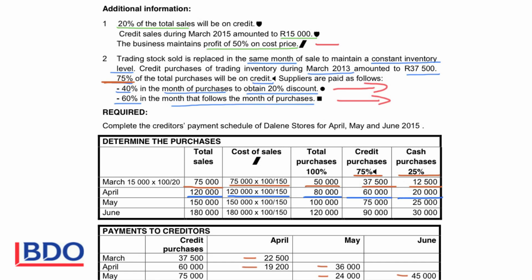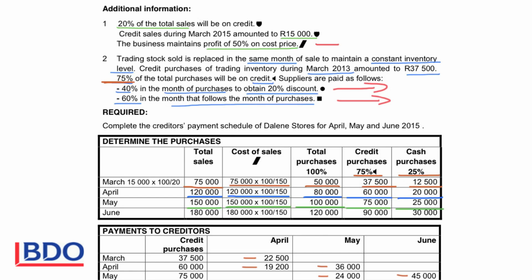If we look at the amount during May, the total sales was 150,000. Of that 150,000, we have to calculate 100 over 150 to determine what is the cost price of the goods that were sold. That cost price will equal the amount that we buy. Total purchases is 100,000. 75% of 100,000 will give me 75,000. 25% of 100,000 will give me 25,000.